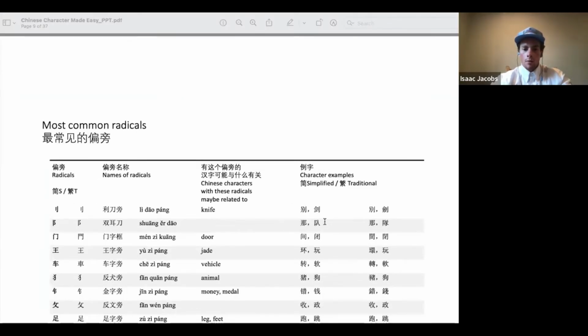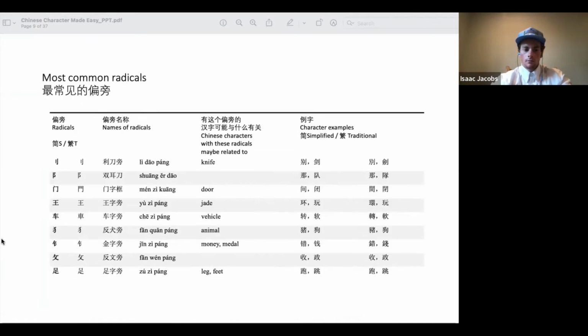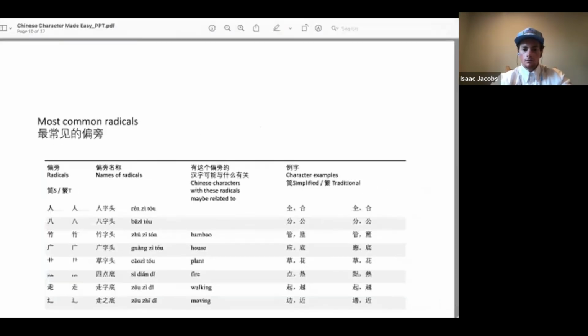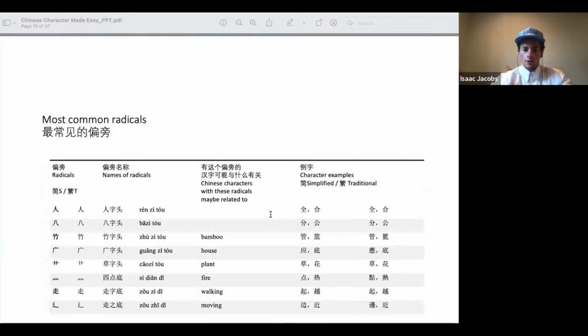Characters with 立刀旁 radicals are usually related to knife. Next one is 双耳刀 radical. And the next one is 门字框 radical, which are usually related to door. Characters with 玉字旁 radical are usually related to jade, and so on and so on. Next one is 人字头 radical and 八字头 radical. Characters with 竹字头 radical are usually related to bamboo. Characters with 宝盖头 radical are usually related to house. And they continue.